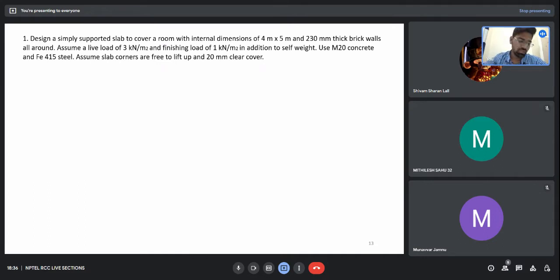Now let's move on to this problem. Design a simply supported slab to cover a room with internal dimensions of 4 meter by 5 meter, having 230 mm thick brick walls all around. So the 4 by 5 slab is supported by a 230 mm thick wall on all of its four sides. This is a wall like this, and it has a thickness of 230.